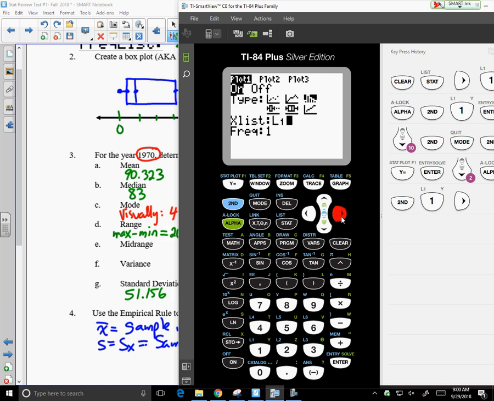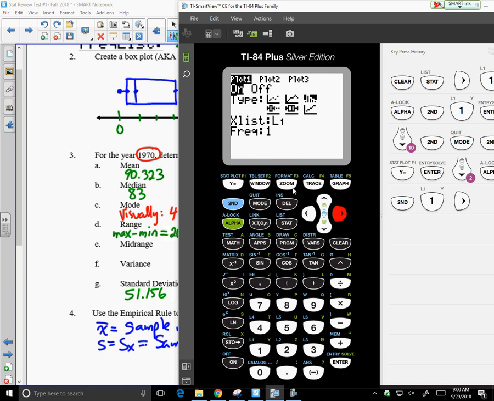And you know what? Even if you don't want to do this problem this way, you may want to change it back to L1 anyway, because who's to say that the next time you do a problem, you're going to want to do a graph of L2. So I would change it back to L1, even if you don't plan on doing this problem this way.